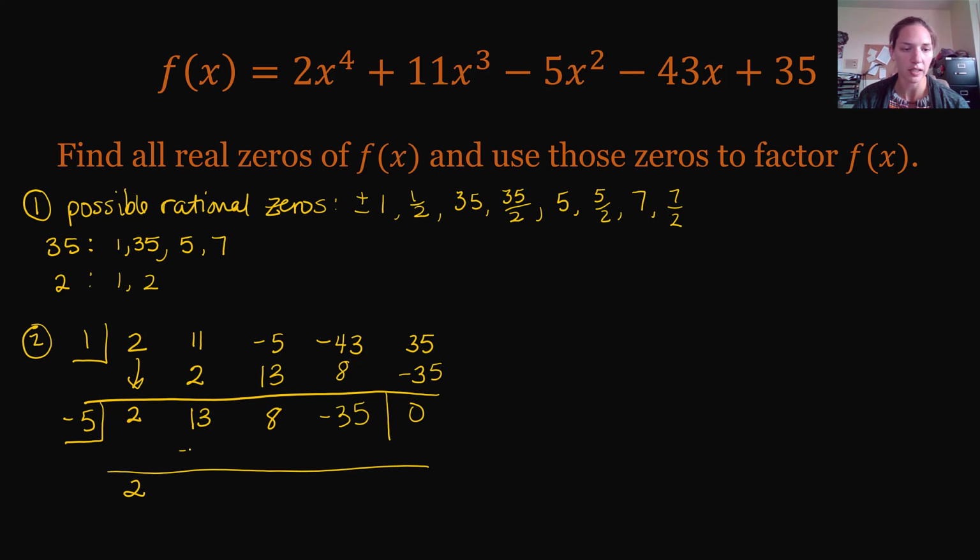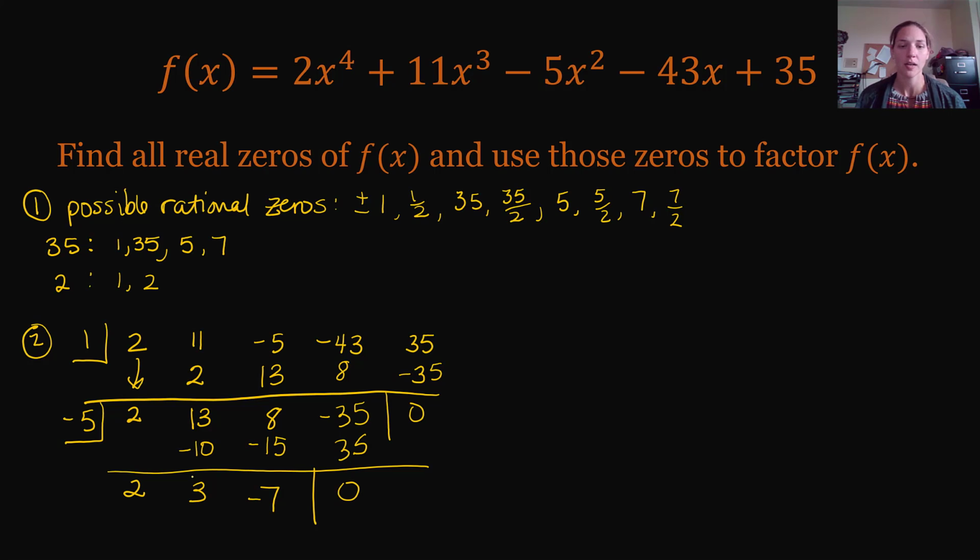2 times negative 5 is negative 10. 13 minus 10 is 3. Times negative 5 is negative 15. Ooh, this is starting to look better. Negative 7. Negative 7 times negative 5 is 35. Works out to 0. So that worked out. That one became nice. My leftover was 0 when I was done. That's the goal. Okay, so far we know 1 and negative 5 are zeros.